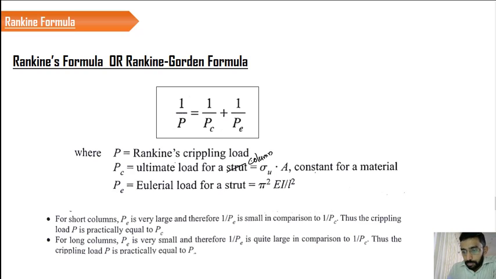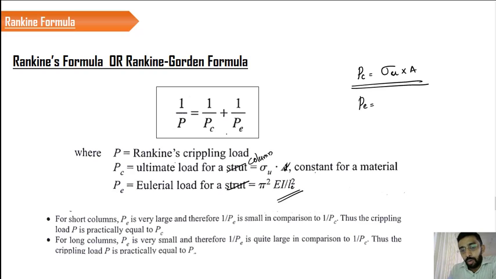We are not discussing struts, we are discussing only columns. PE is the Euler load for the column. So this is Euler's equation that we have learned, pi square EI by LE square. So PE is the Euler load or the crippling load, Pc is the crushing load, and P is the Rankine load. How can you get the value of Pc? Pc is easy. Pc is nothing but sigma ultimate into area. This is how we obtain the value of Pc. PE is obtained using Euler's equation, and by substituting in this equation we can get the value of P.